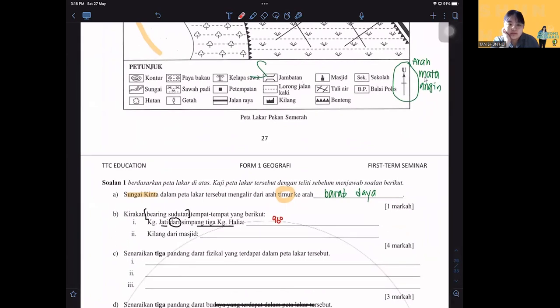Okay. Now, next one. Kilang dari masjid. So, come quick. Which one is a titik rujukan? Kilang dari masjid. So the answer, proceed. Answer normally 50. What if you write 54? Oh, 54 actually a bit far away already. Normally 51, 52 still acceptable. 54 a bit far away. And normally the max I see from the marking scheme, they say it.